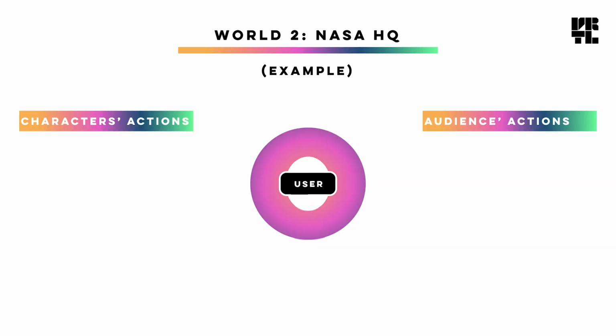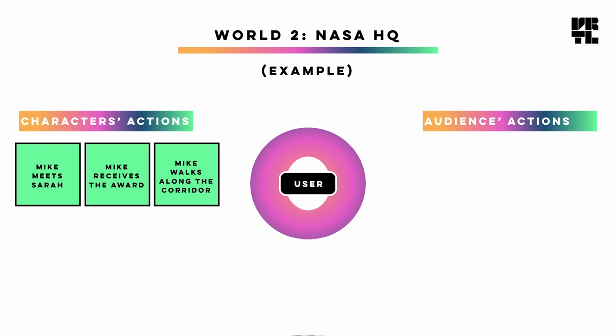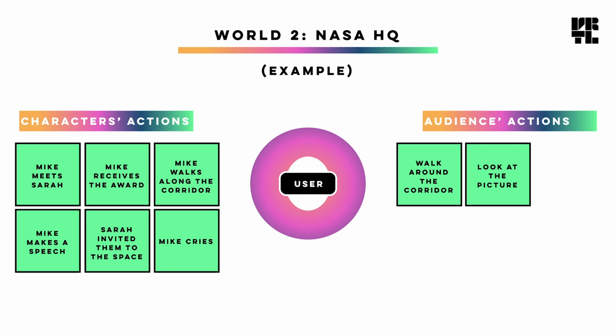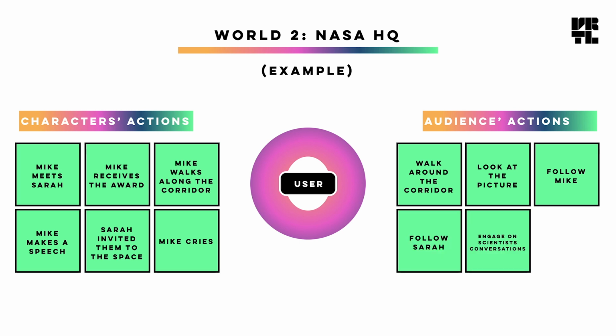So let's move into the second one. Here I've also done my brainstorming. For character actions, I have Mike meets Sarah, Mike receives the award, Mike walks along the corridor where the other pictures are also exhibited, Mike makes a speech, Sarah invites them to the space, and Mike cries. And for the audience actions, I have that I can walk along the corridor, I can look at the winning picture, which is the one that Mike took at the game, and I can also, of course, look at the other pictures. I can follow Mike, I can follow Sarah, I can engage in scientific conversations that I imagine might be there for the award ceremony, and I can also engage in Mike and Sarah's conversation.